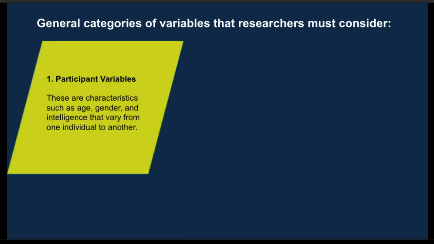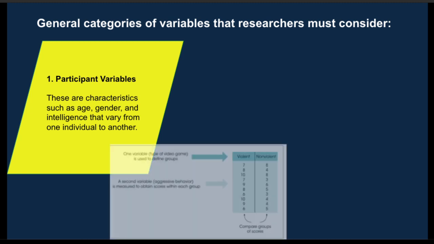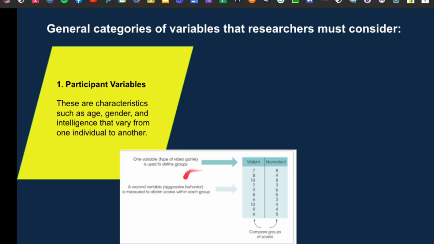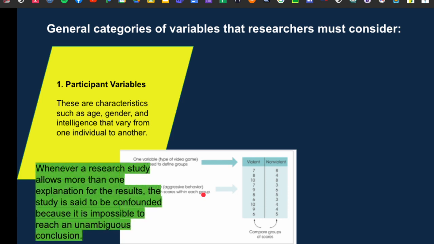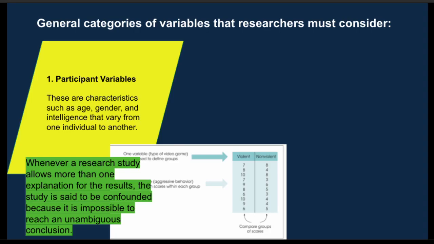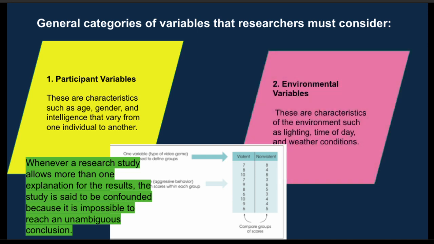What are the general categories of variables that researchers must consider? First is participant variables. We have to take note of age, gender, and intelligence, and they should not vary from each other. So if we are using a group of 10-year-old boys, then that's the one that we are going to utilize. But if we are going to use females, there will be a discrepancy. If the design allows more than one explanation for the results, the study is said to be confounded because it has an ambiguous conclusion. Then we have the environmental variables we have to consider, such as the lighting, time of the day, and weather conditions.